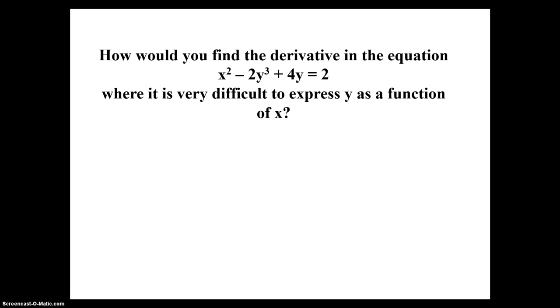Now I have made copies for you, so if you just want to follow along with me, you can do that. Okay, it says, how would you find the derivative in the equation x squared minus 2y cubed plus 4y equals 2, where it is very difficult to express y as a function of x?